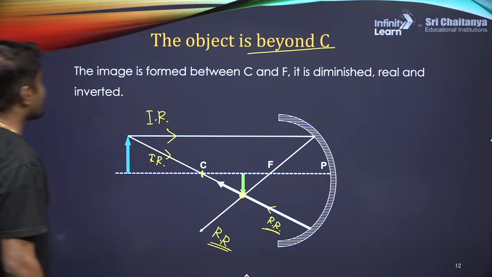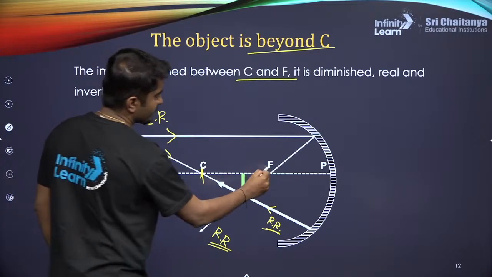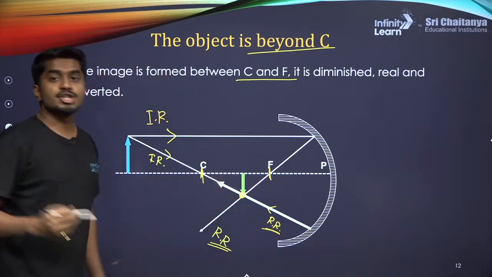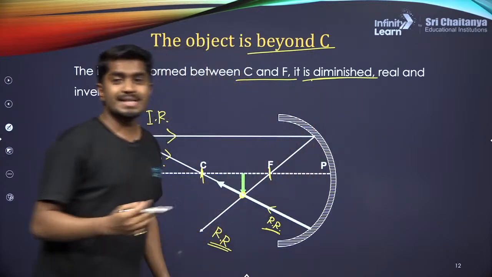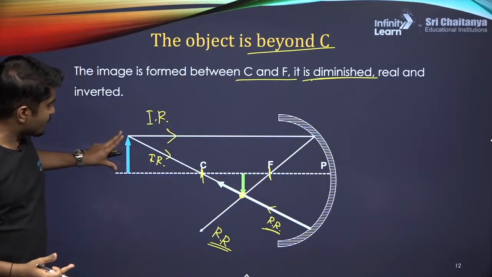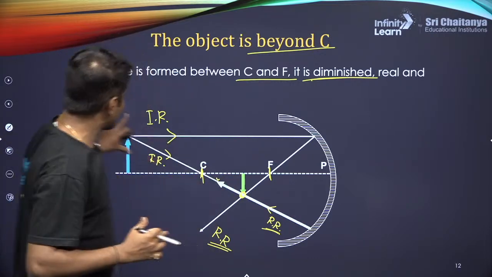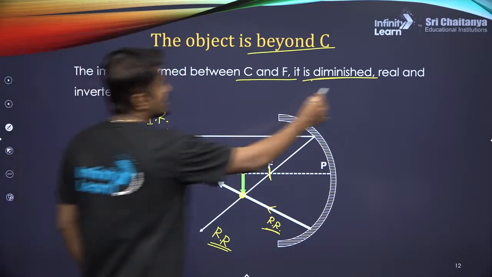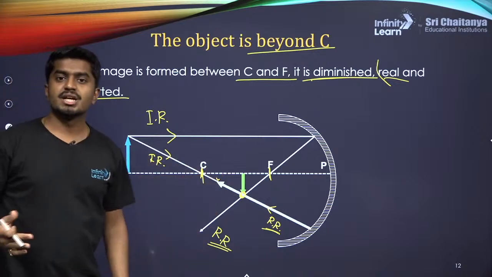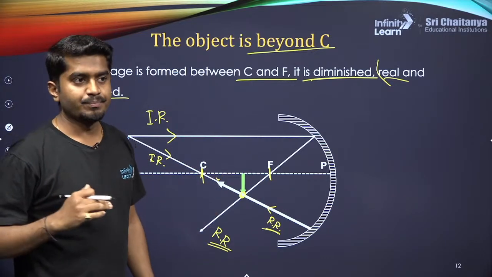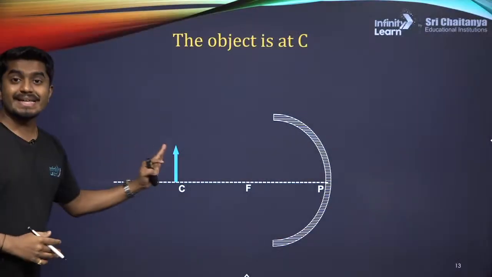Okay. So what are the properties? Image is formed between C and F. C is the center of curvature, F is the focus. That is the position of the image. Now it is diminished. Diminished means smaller size. You see the size of the object, size of the image. So the image has a smaller length compared to the object. Again, these are real and inverted. So whenever you get a real image, it is always going to be inverted. Okay. Now the next one, you bring the object even closer.